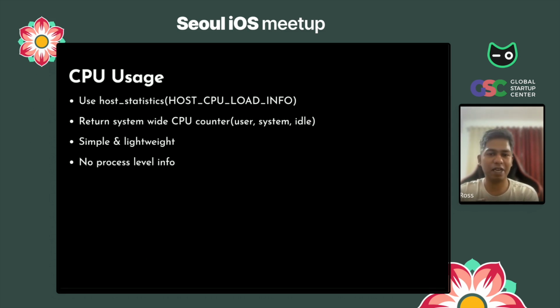Now, what ends up happening is that every single time the iOS chip performs an operation or runs an instruction, it will maintain three different counters. One is called user, system, and idle. Every single instruction it runs, it keeps on updating these three different counters. So what you could do is use this host statistics API, pass this host CPU load information flag to it, and then it will give you back this CPU counter information.